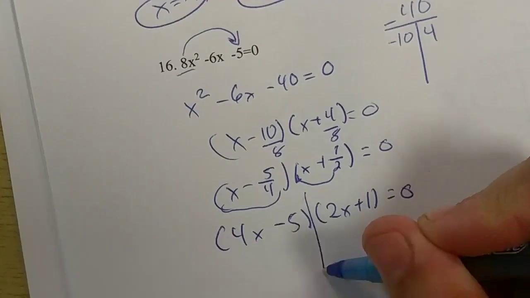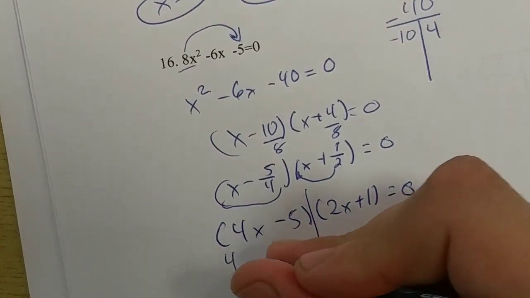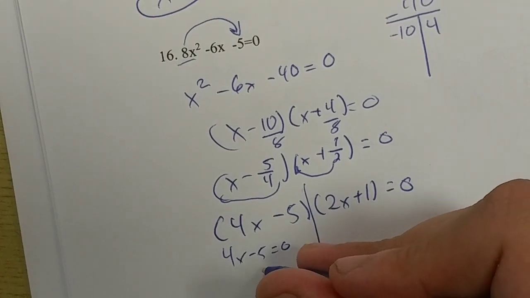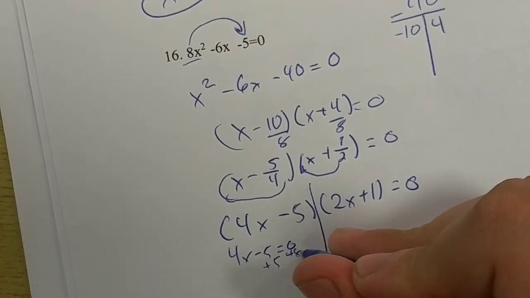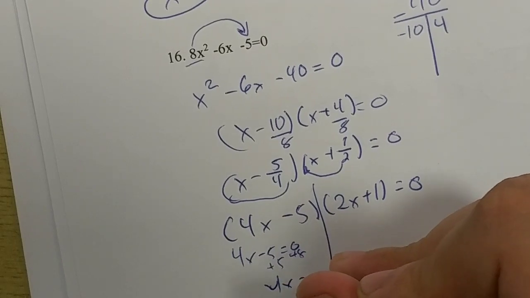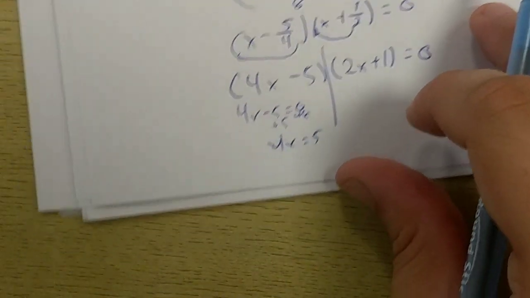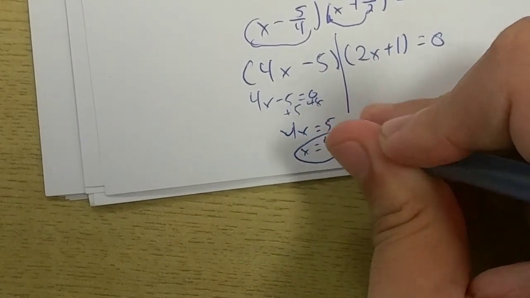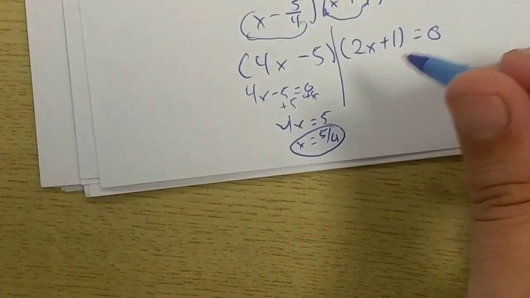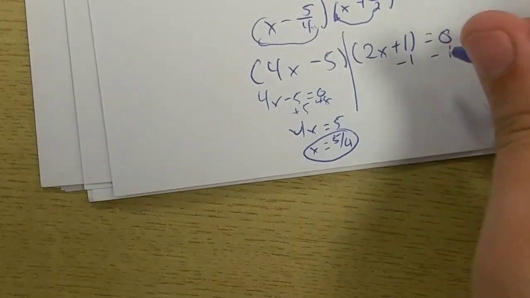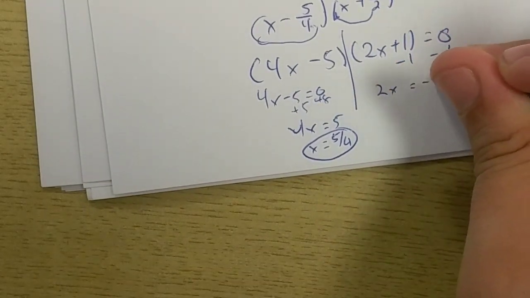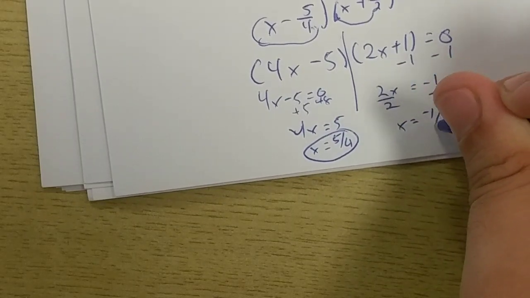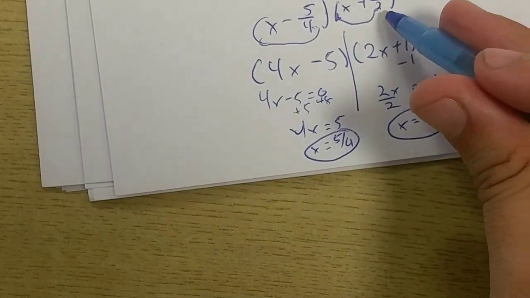At that point, I'm going to split it in half and solve for each. 4x minus 5 equals 0, plus 5 on both sides. 4x equals 5, divided by 4 on both sides, x equals 5 over 4. That should look familiar. Then I'm going to subtract 1, 2x equals negative 1, divided by 2, x equals negative 1 over 2. That should also look familiar.